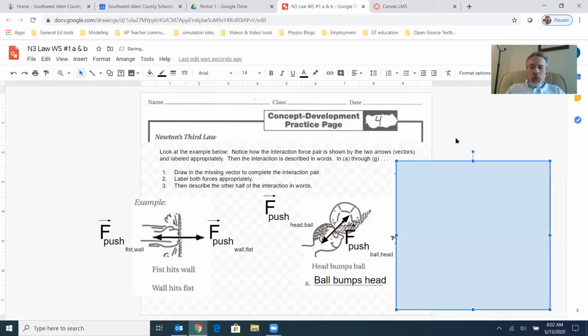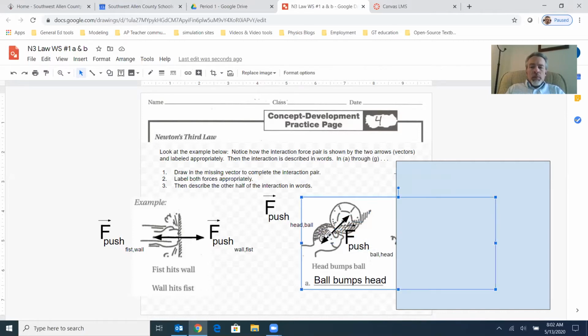This over a little bit. Okay, so if you look at this one for A, if it was head bumps ball, the reaction would be ball bumps head. So one half of the pair is head bumps ball, the other half is ball bumps head. And notice the two forces, they are equal, but they are in opposite directions, equal and opposite.